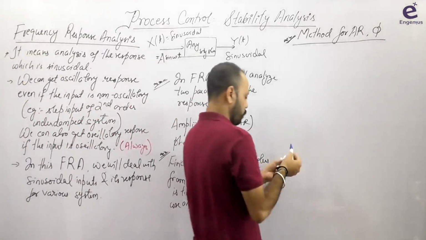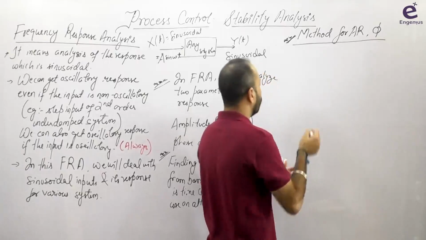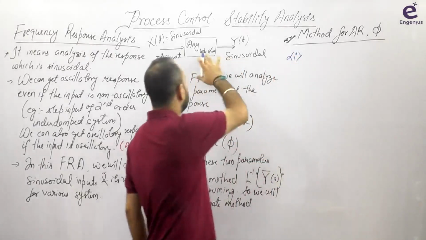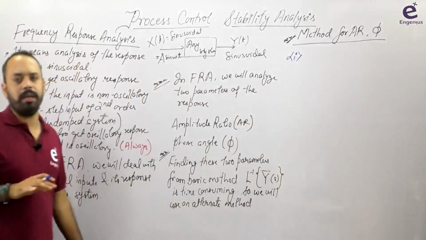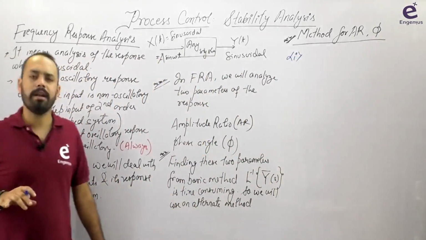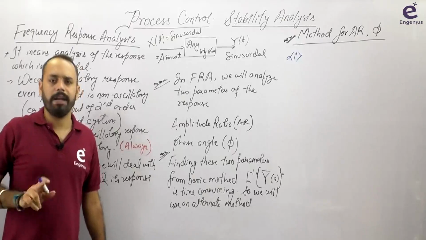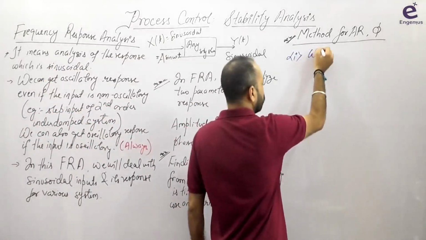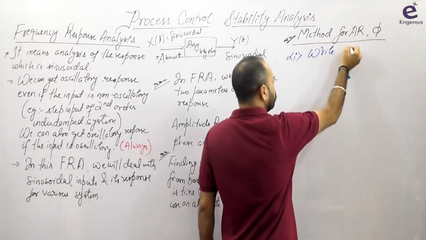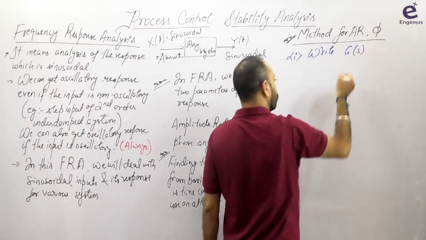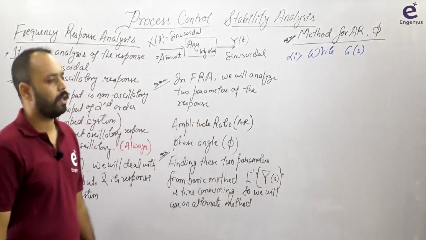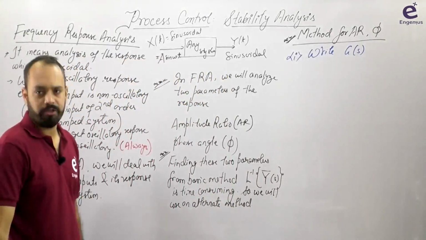First of all, first step: what is the system? System can be AR and phi. See, AR and phi, first of all you find for the individual system, so write GS. Now you may ask, sir, GS of what? GS of the system for which you are finding the amplitude ratio and phi.